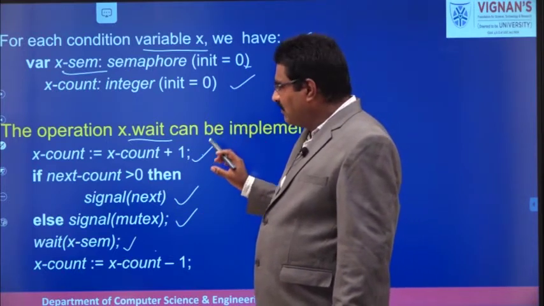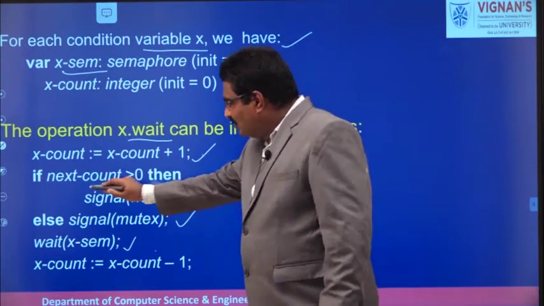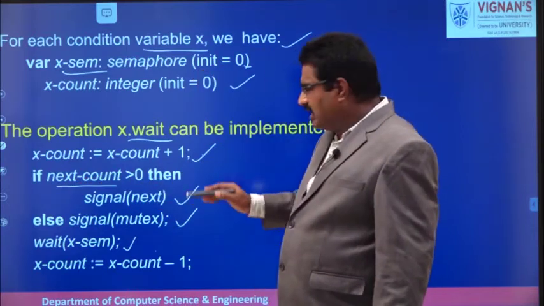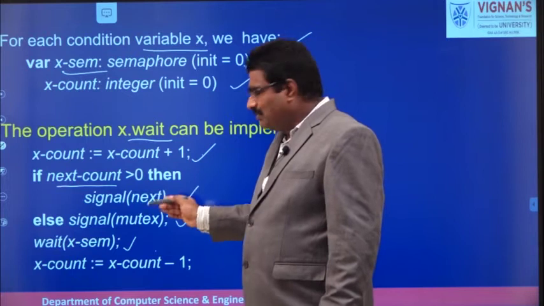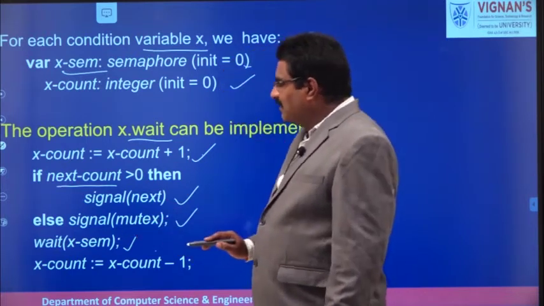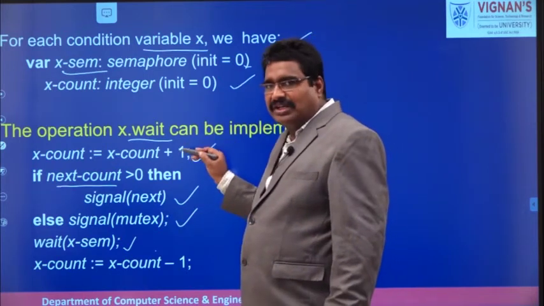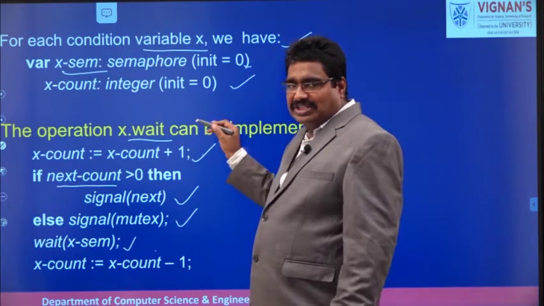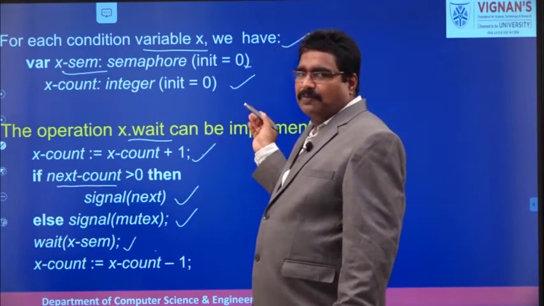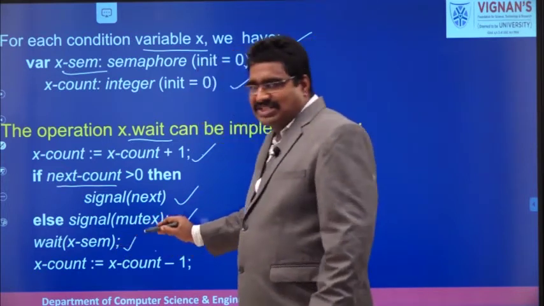After that, it verifies next-count. It is an integer variable, and all the processes using the particular monitor use this next-count variable. If next-count is greater than 0, it gives the signal of next; else it simply gives the signal of mutex. After that, it calls wait x-sem. The process which calls x.wait needs to be added to the x waiting list, and it needs to be blocked until some other process gives x.signal. For that reason, we call wait x-sem.